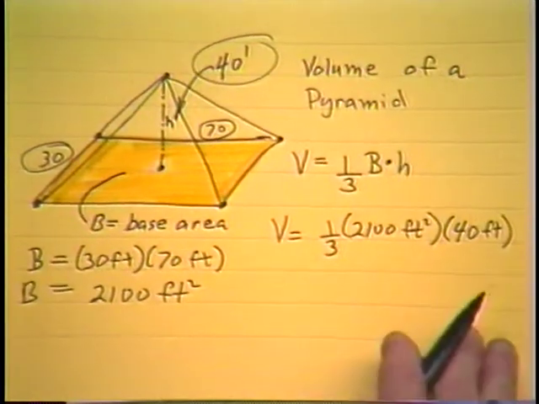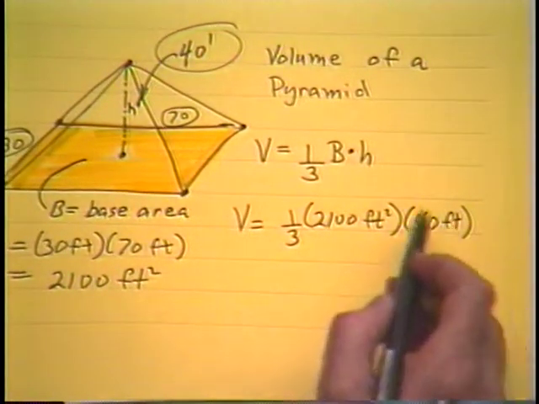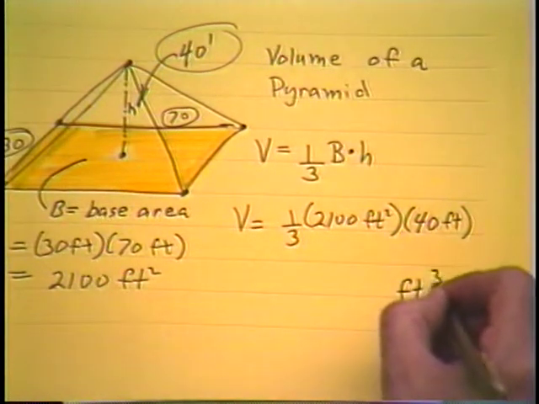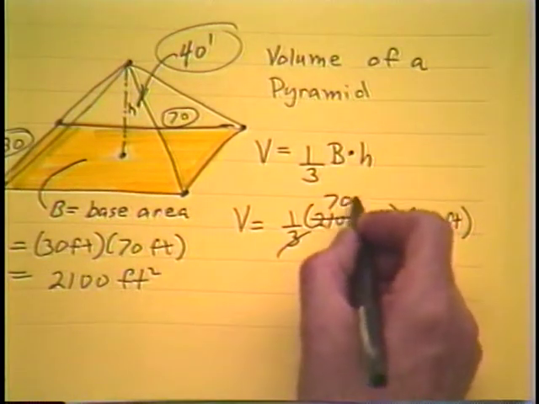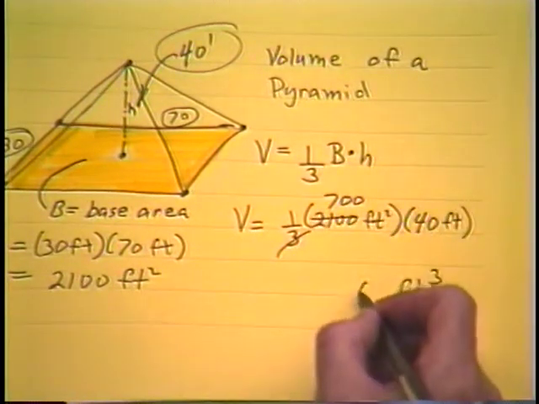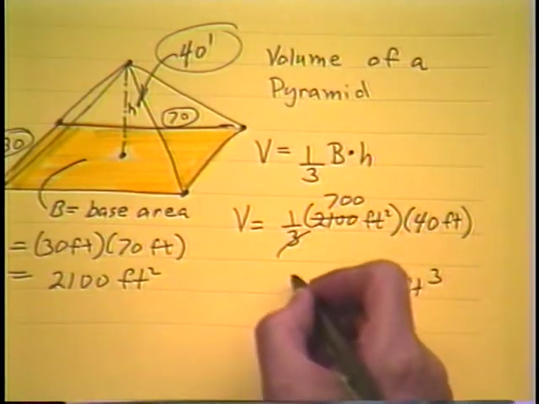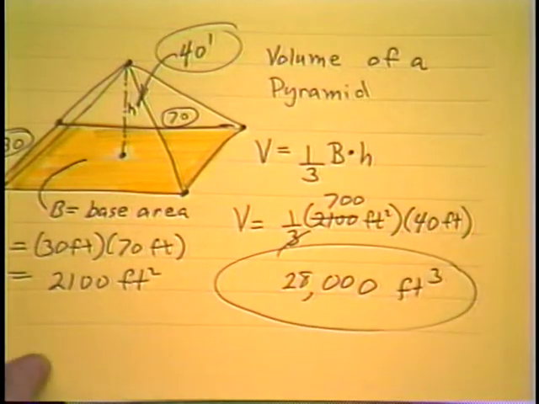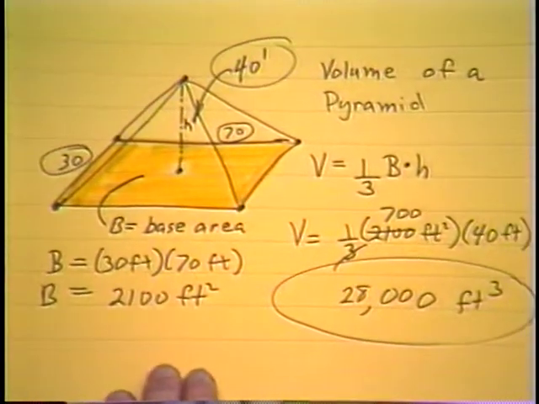So again, slide this over a bit. Again, we have feet times 2 other feet being multiplied, which is cubic feet. 1/3 of 2,100 is 700. Now this is easy enough. We can multiply mentally and get that that pyramid would have 28,000 cubic feet to it.